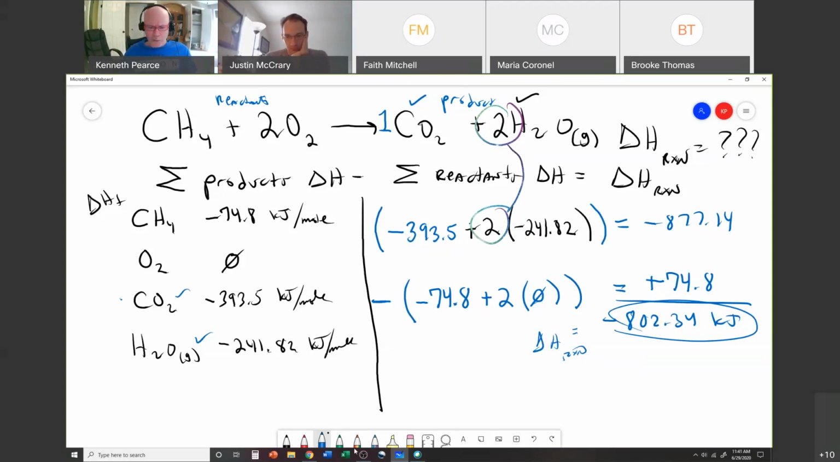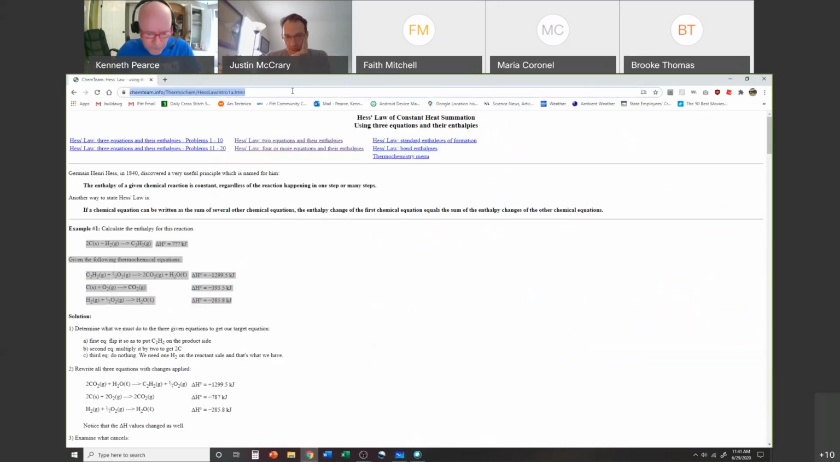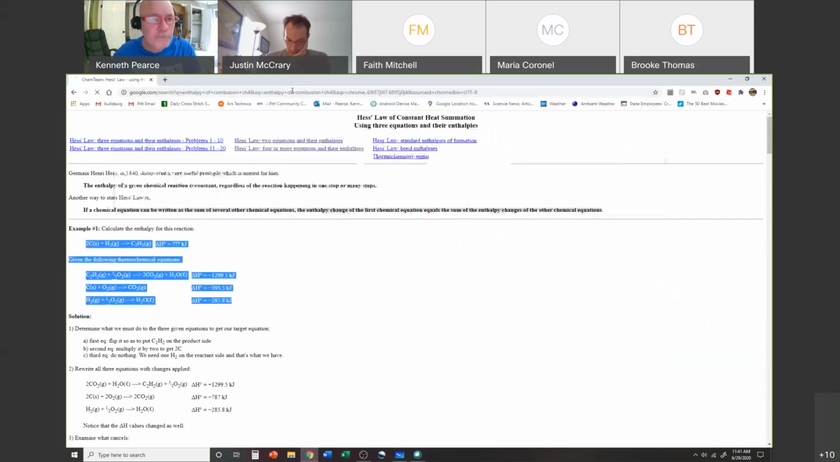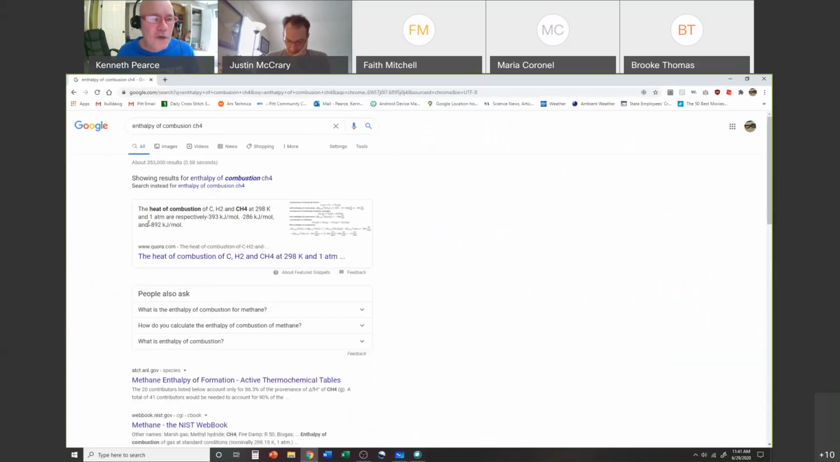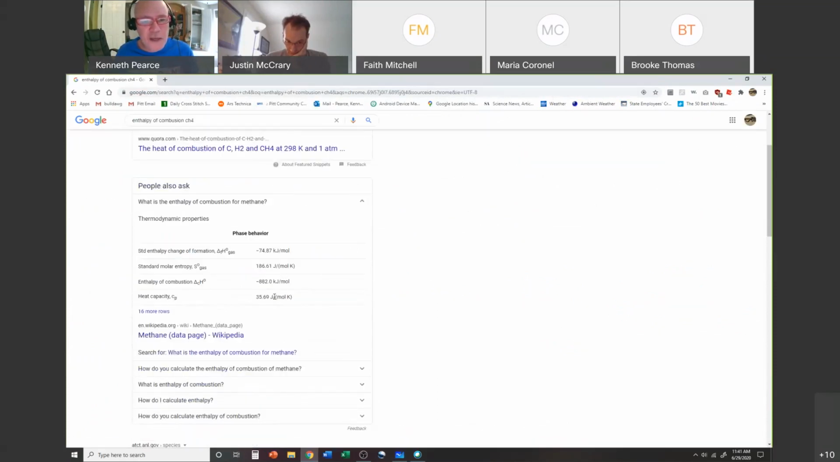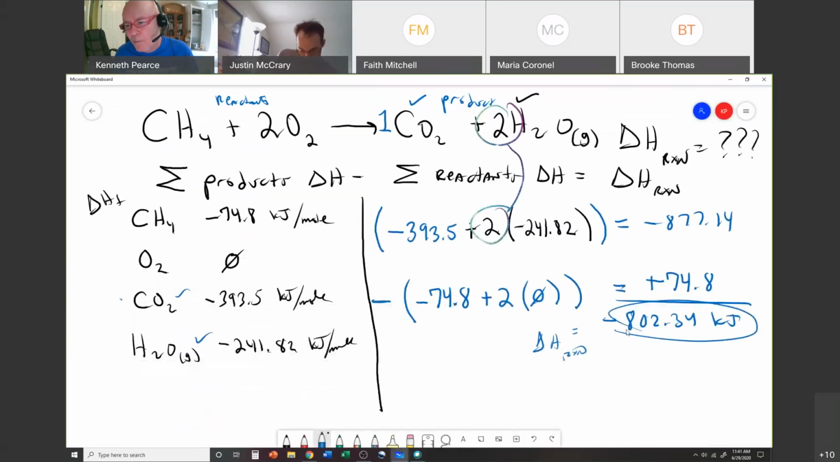Now I wonder what the enthalpy of combustion of methane is. Let me take a look at this. So let's look that up. So we say enthalpy of combustion, CH4. And it says minus 890, wait a minute, let's see, heat of combustion, enthalpy of combustion, let's see it. And it is minus 882, if I look it up on Google, right? Minus 882, what did we get? Minus 802. Hey, it's in the ballpark.